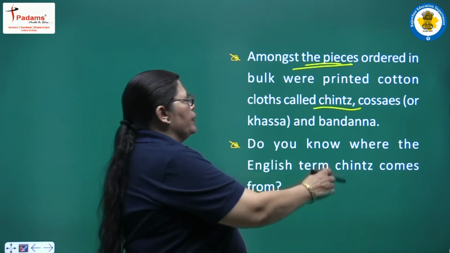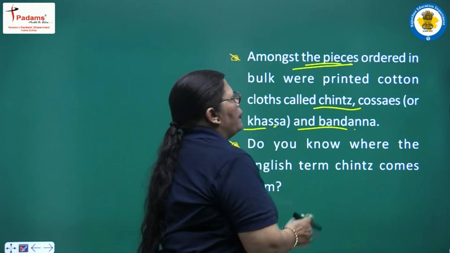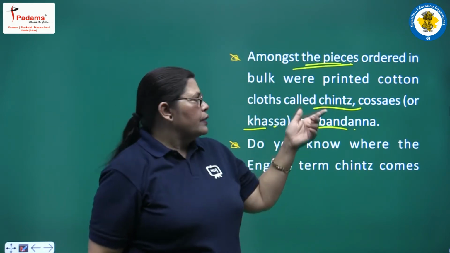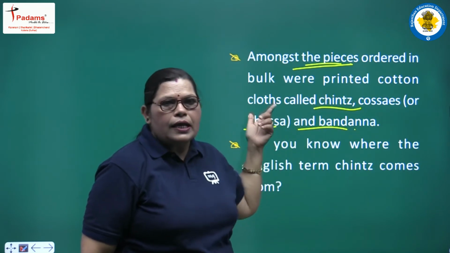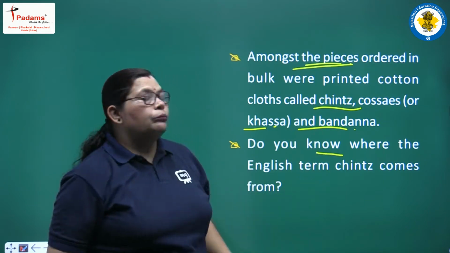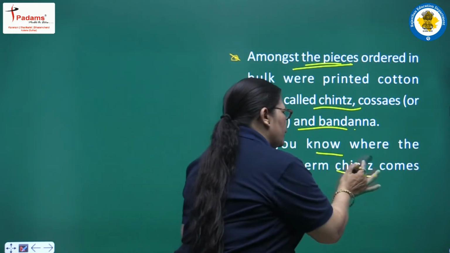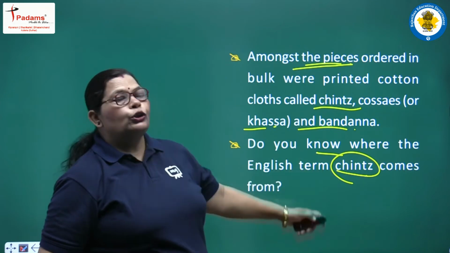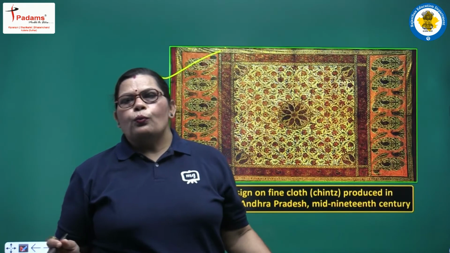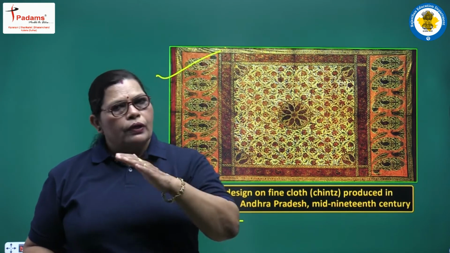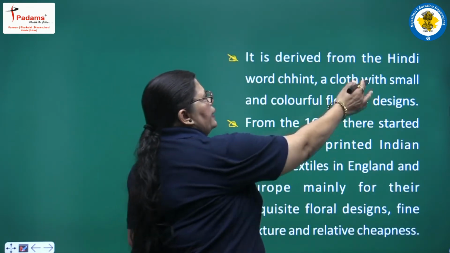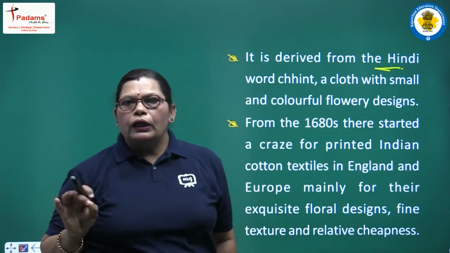bandhani. So these were the different types of printed clothes, and they had different names: cheent, kosas, or khasa, or bandhani. Do you know where the English term cheent comes from? Yes, we noticed cheents, the special word in English as well as in Hindi. Where this English word cheents came from, we will discuss in our chapter reading session, students. It is derived from the Hindi word cheent.